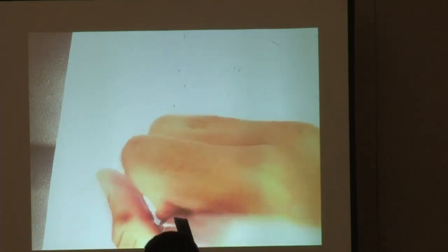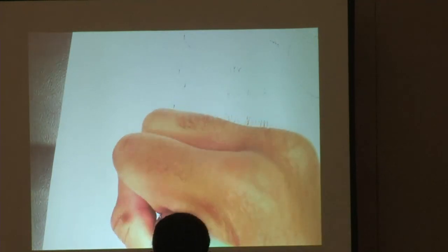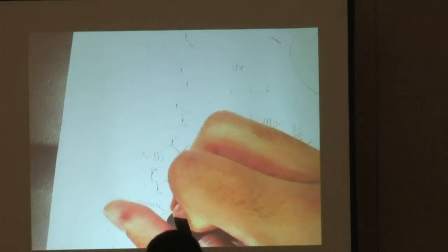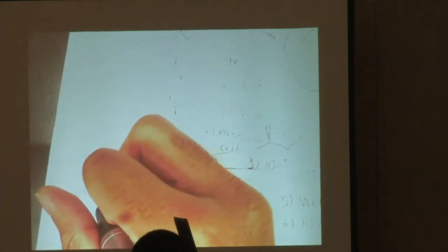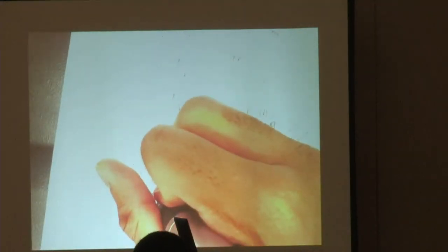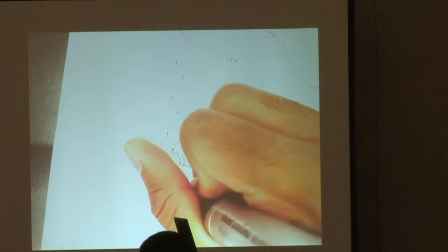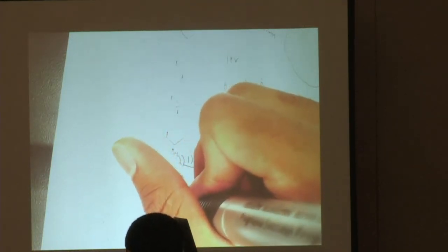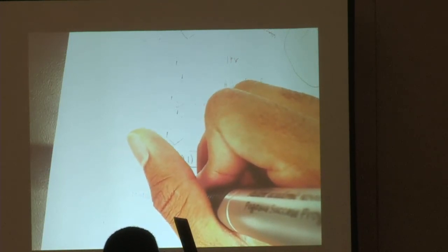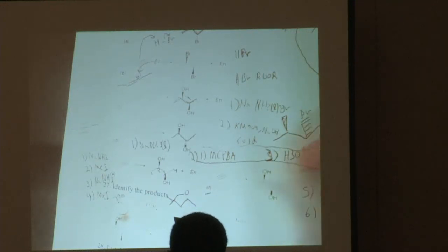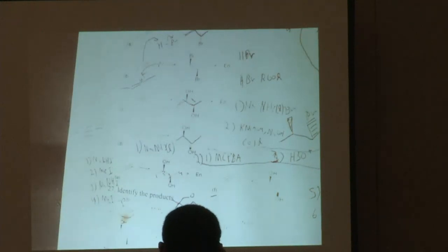So EtO. The Br is going to leave. And the carbocation will form. It's already in the tertiary position, so it's not going to want to rearrange anywhere. And then you have EtOH, ethanol. Your carbocation is going to get attacked by your weak nucleophile.